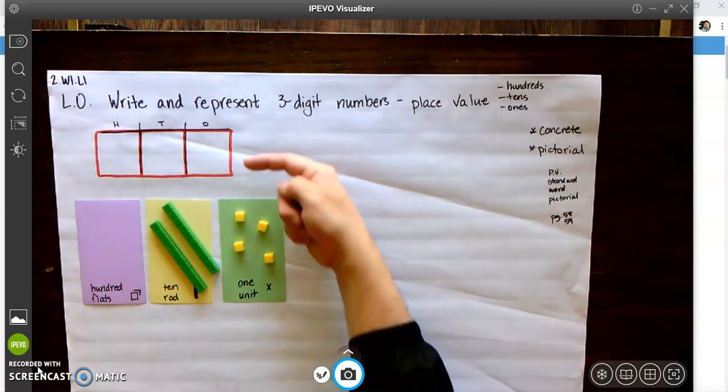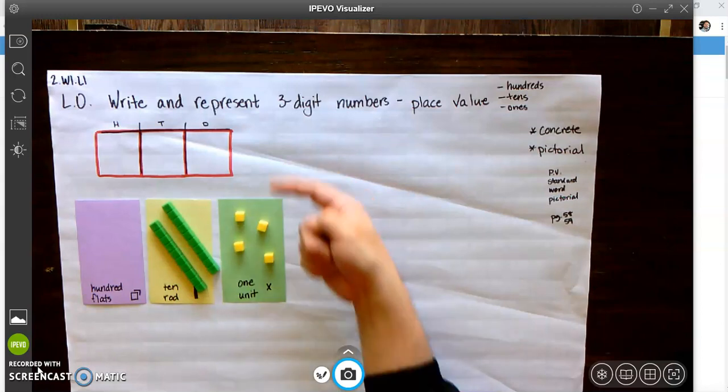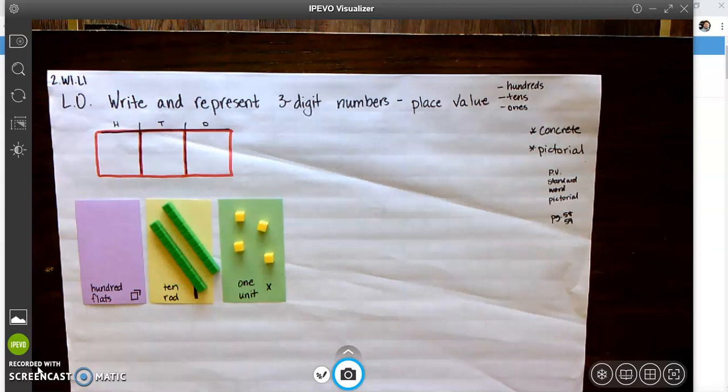and at home, talk to someone about what you notice and remember about these two pictures, these two objects. So pause the video now and take about a minute or two to talk to someone about what you know and what you see.